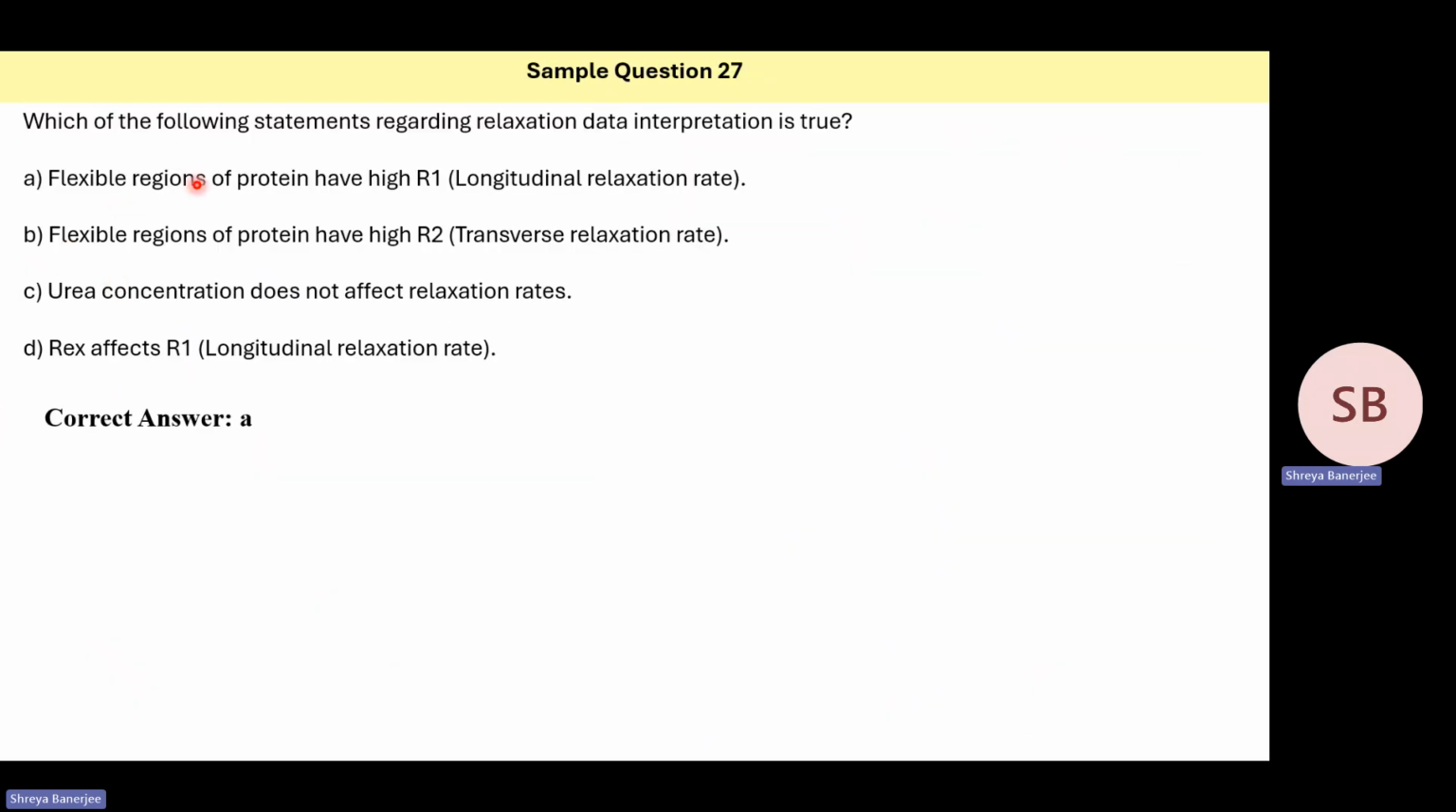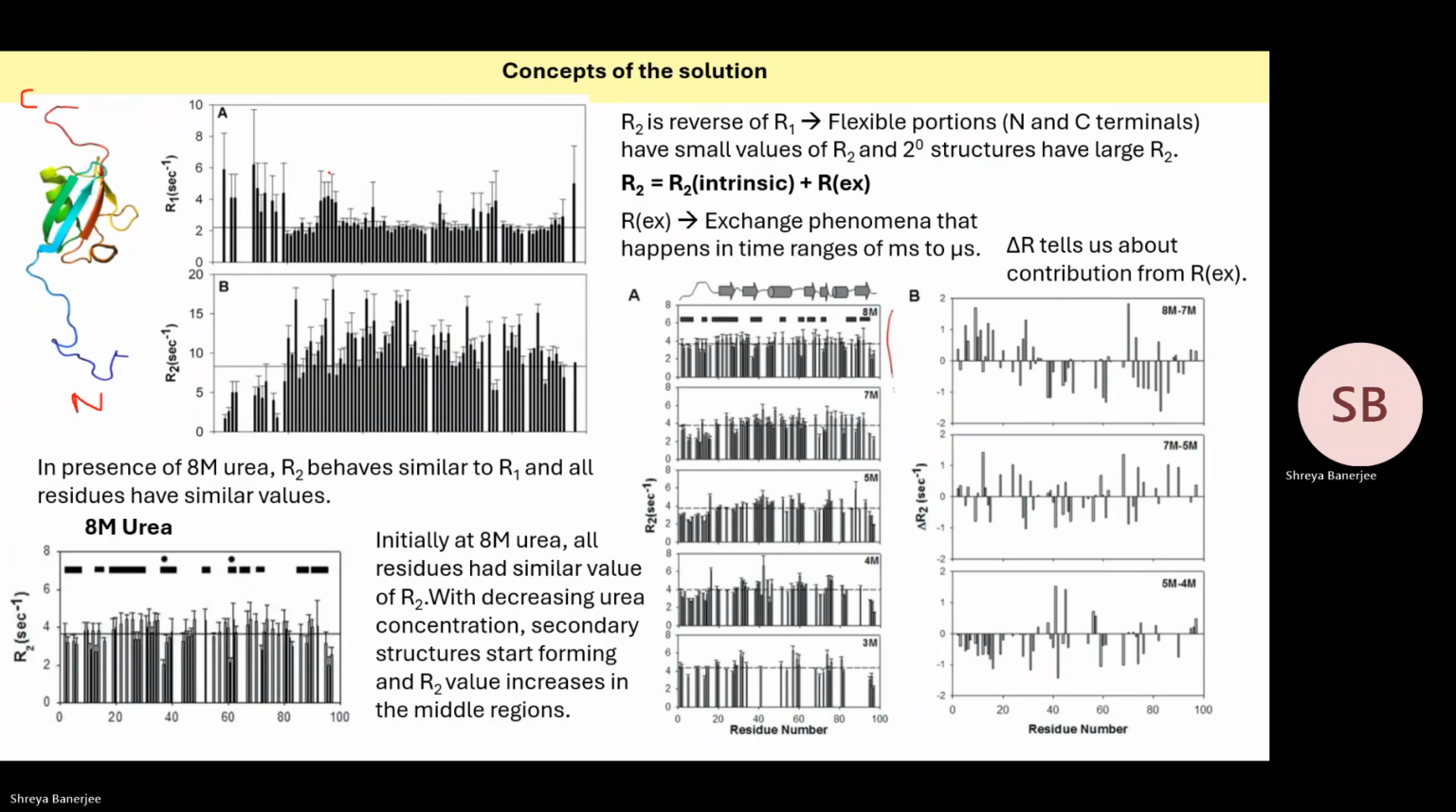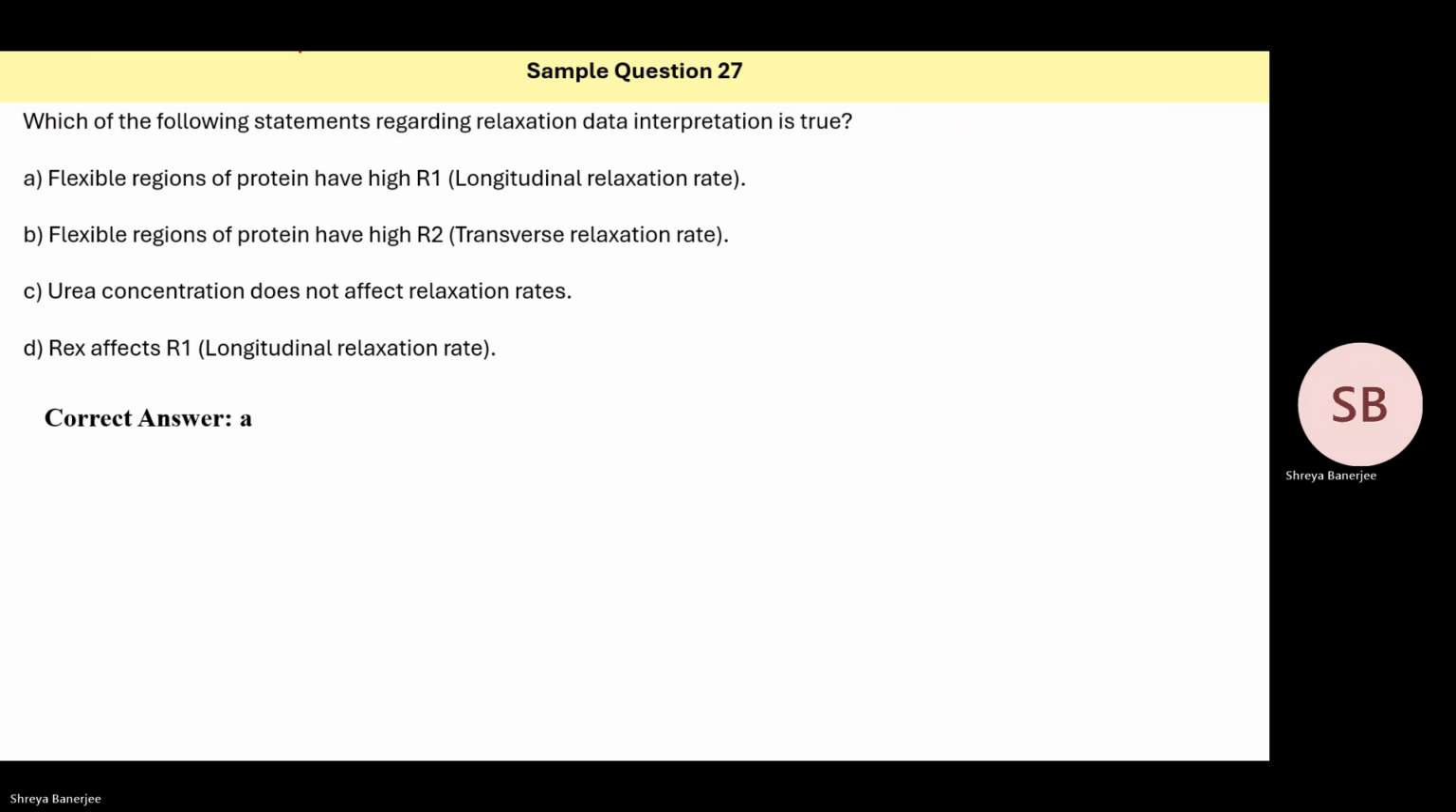So if you look at the question, flexible region of protein have high R1. That is true. R1 is high in flexible region of protein. Flexible region of protein have high R2 is wrong because R2 is low. Urea does not affect relaxation rate is wrong. We just saw urea is affecting the relaxation rate. And R exchange affects R1 is wrong because R exchange is affecting R2, that is the transverse relaxation rate. So the correct answer is option A.